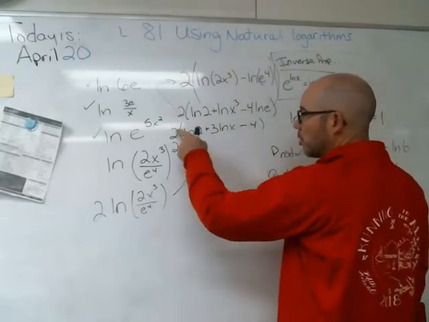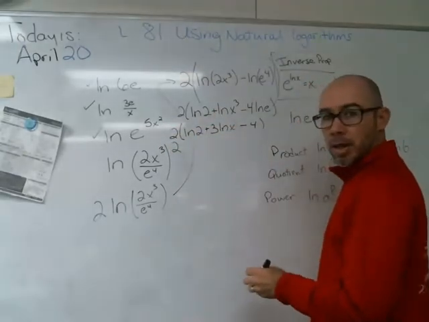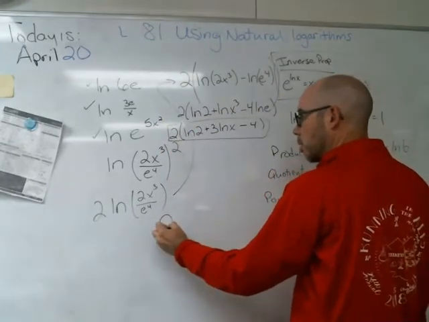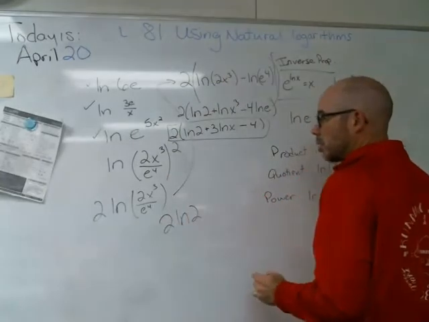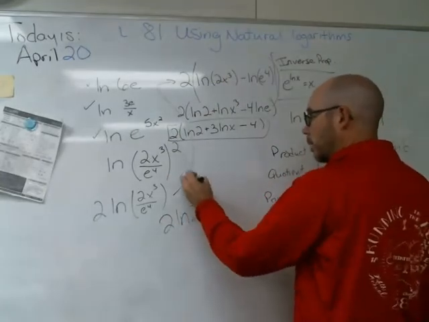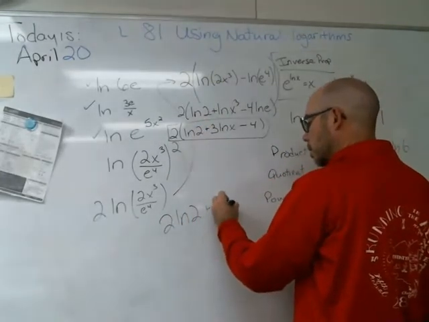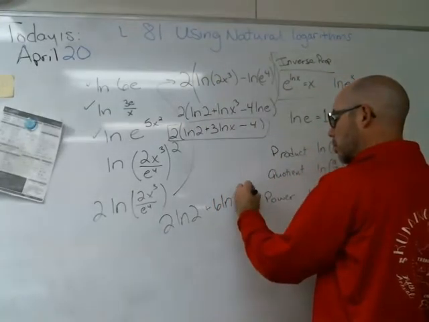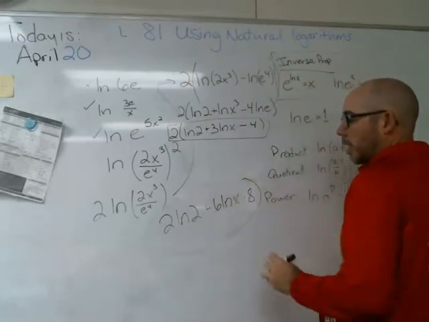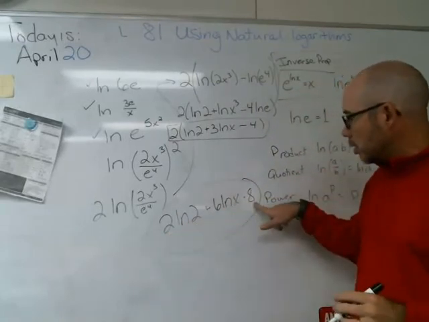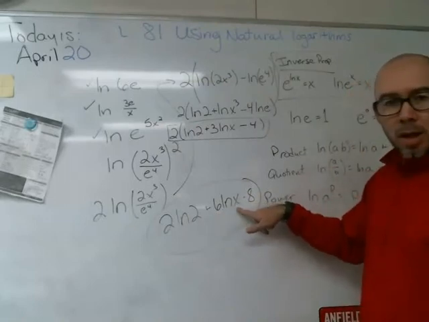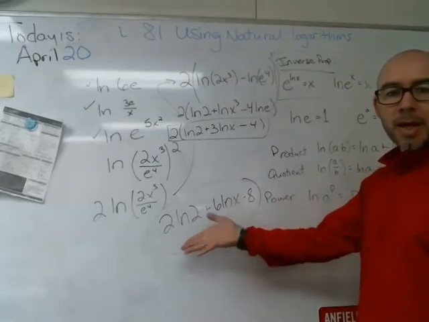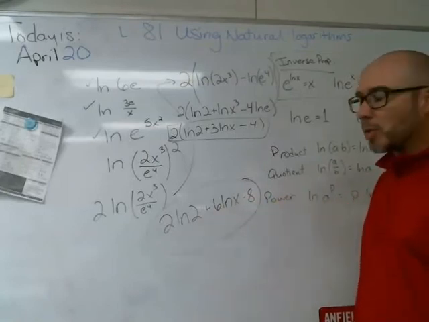Lastly, that 2 needs to get distributed. And so I could leave it like this, or I could go one more step, and I can have 2 times the natural log of 2, which my calculator can handle pretty easily, plus 2 times 3 is 6 natural log of x, and then we got minus 2 times 4 is 8. So you can leave it like that. Calculator can do that. You'd be left with this business here, as long as you tell me what x is, and I can finish this one off. That's about as spread out and solved as we can get.